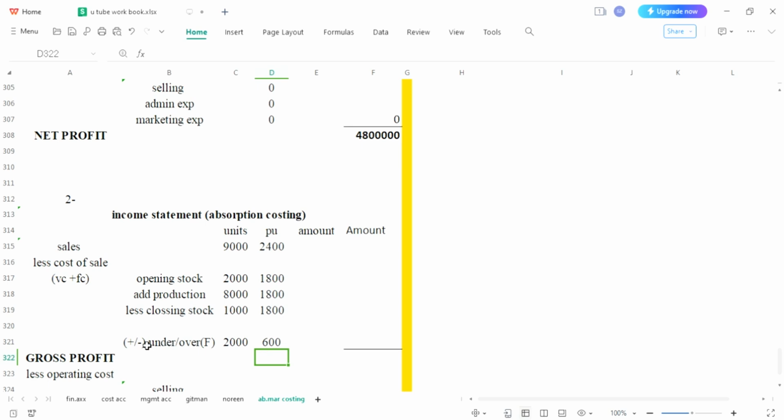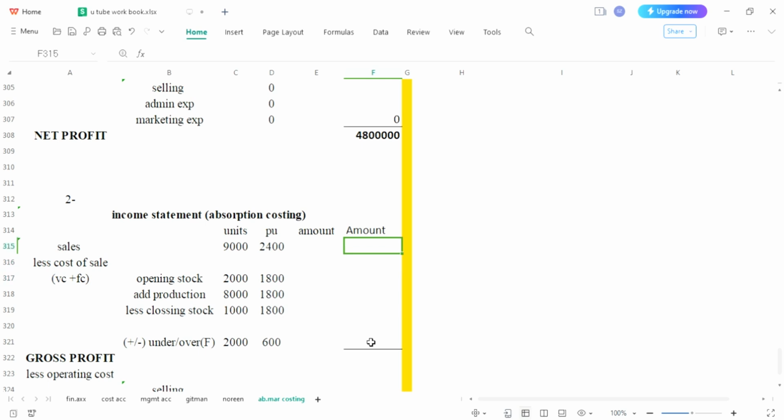Since it is under applied, we are going to add. I was actually trying to highlight this add, but it is not working. It's all right. Since it is under applied, we will add it. Keep it in your mind. Now we are ready to calculate our amounts.